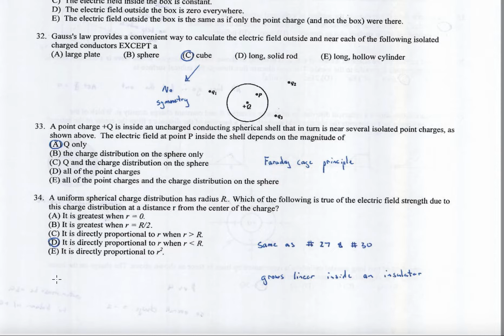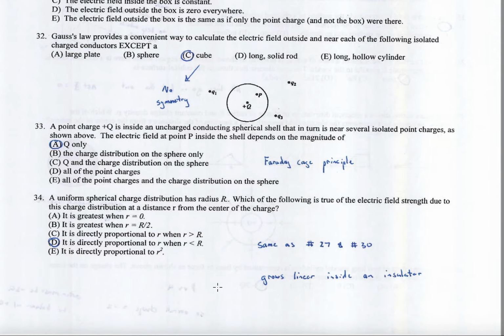All right, 34. This is another question asking you about the field distribution inside a uniformly charged sphere. We already showed that when you're inside, it grows linearly, and when you're outside, it decays like 1 over r. Obviously, Gauss's law really needs you to learn those things.